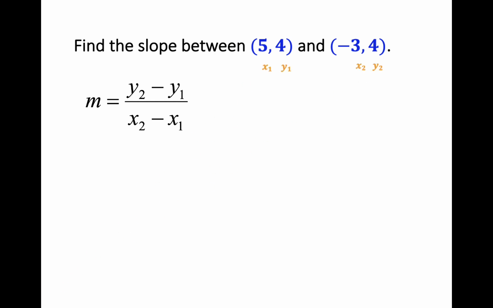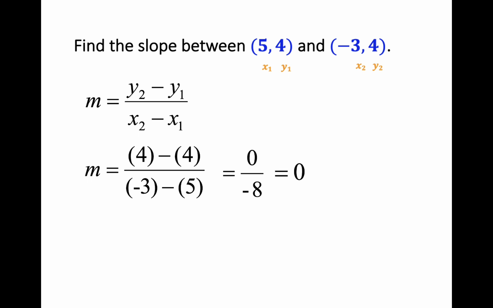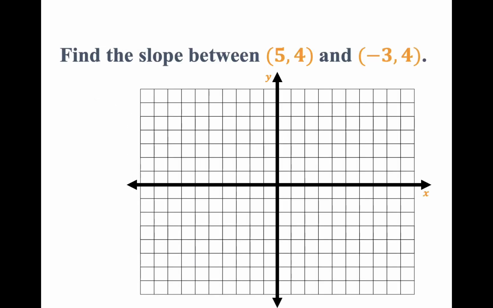Okay, next. Another given, that is between the slope. Find the slope between (5, 4) and (negative 3, 4). So substituting the value of y2 minus y1 all over x2 minus x1, where y2 is 4 minus 4 over negative 3 minus 5, which is 0 over negative 8, which is 0. So the slope is 0. Ito pwede ito kasi yung slope natin ay 0. Huwag lang mag-undefined.